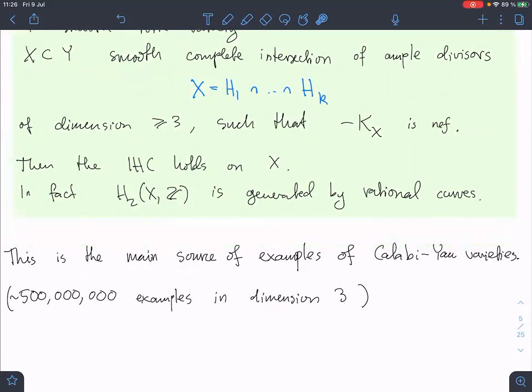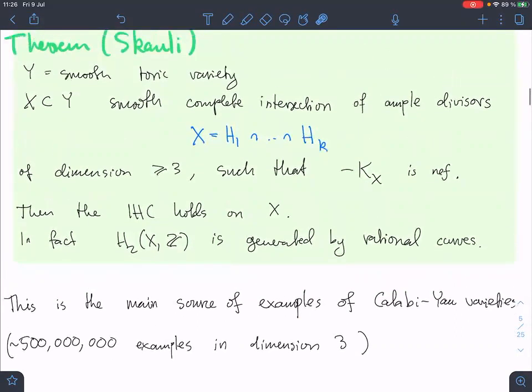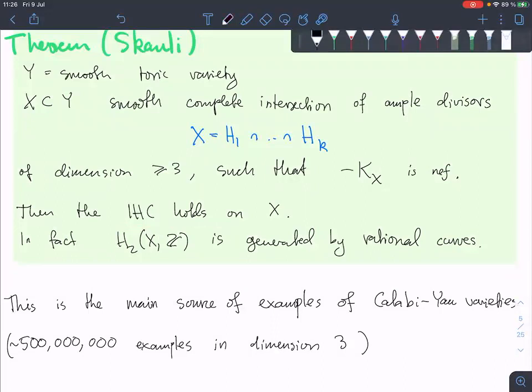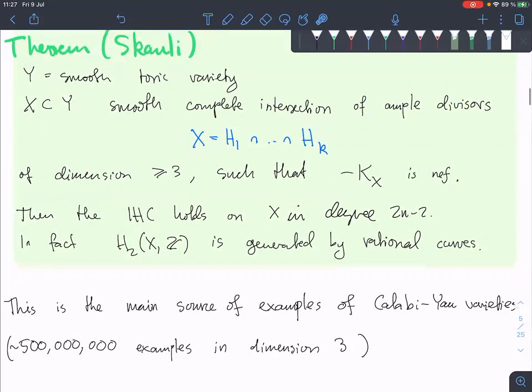I should be precise and only say that this is for one-cycles, in degree 2 and -2. So it's a statement about H2. Okay, any questions about this statement?